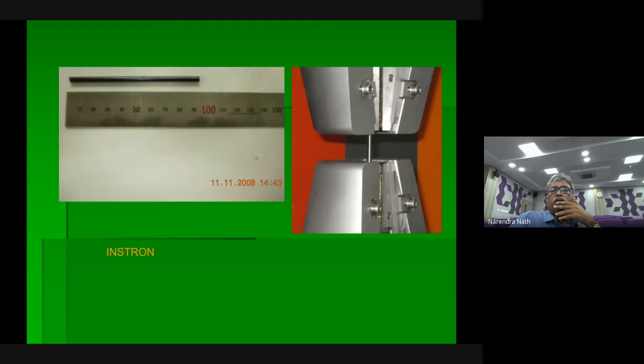So this is the Instron we used. This is actually not a dynamic study. And these are simple grippers we used. If you want more accuracy, you can put strain gauges here. The strain gauge setup is available, but that itself is very costly.